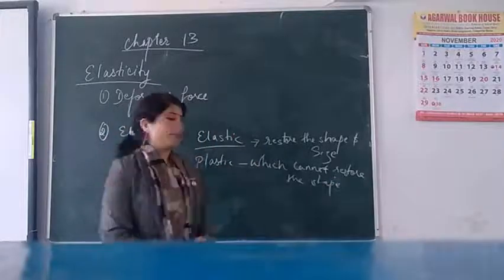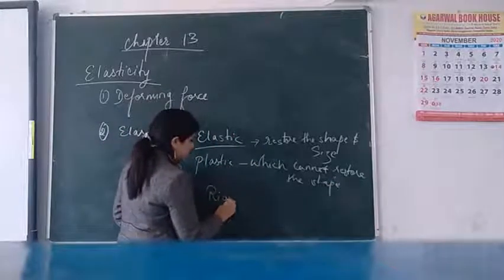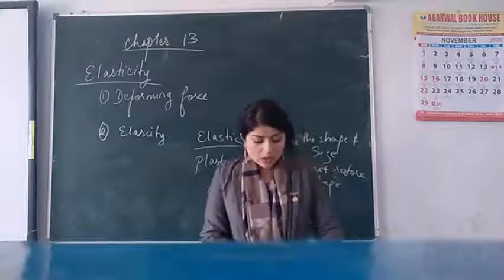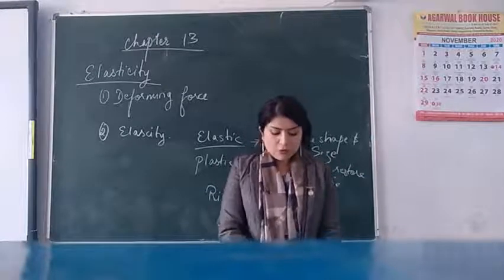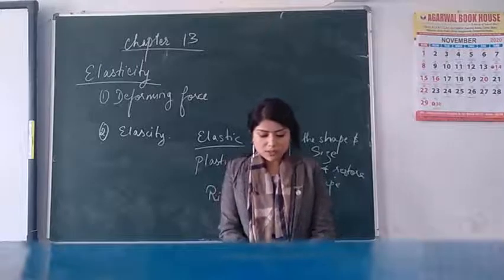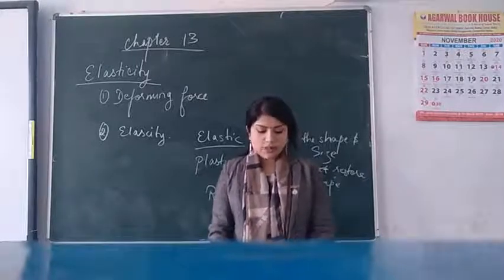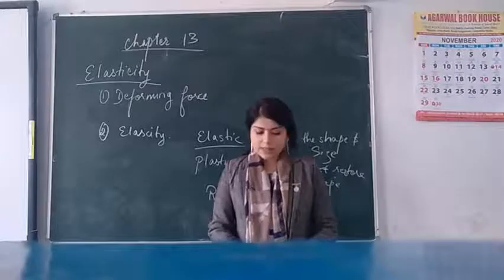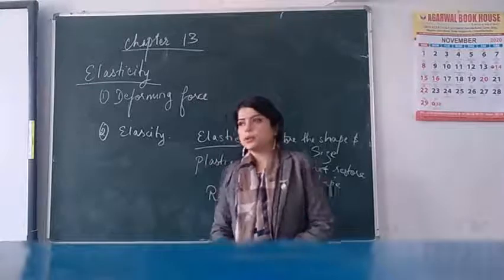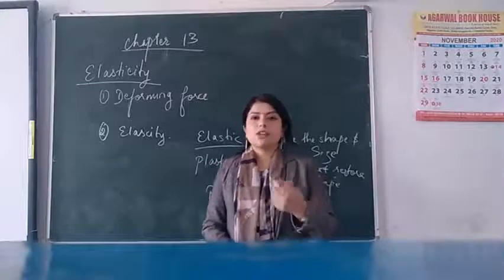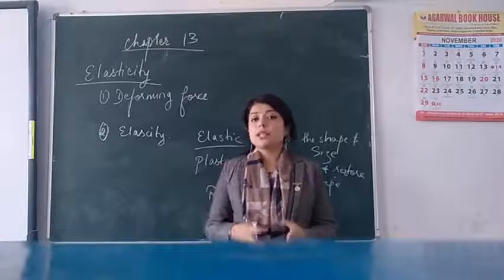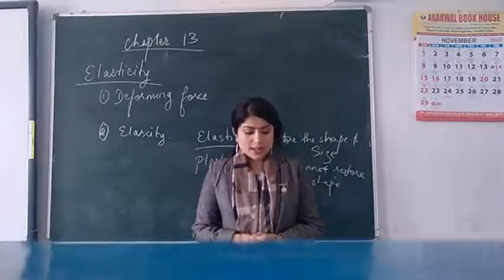There is another type of material known as rigid body. If on applying external force on a body, the relative position of the particles of the body does not change, that is, there is no change in the shape, no change in the size, those types of bodies are known as rigid body. For example, take diamonds. Diamonds are very hard to break. So those types of bodies which do not easily change their shape are known as rigid body.